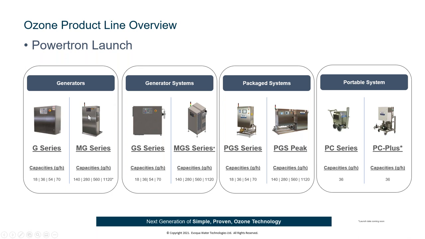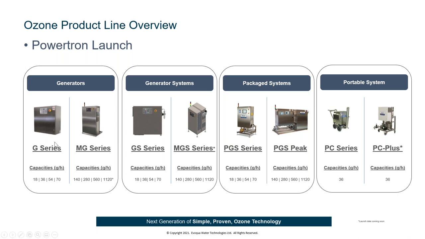So currently our Pacific Ozone portfolio consists of 8 different configurable models grouped into 4 easy to understand product families. These are generators, generator system, package system, and portable system. The models are available in select capacity, and thanks to the new Powertron supply, it has 100% linear turndown capabilities.